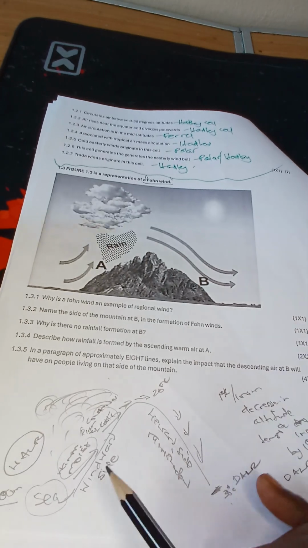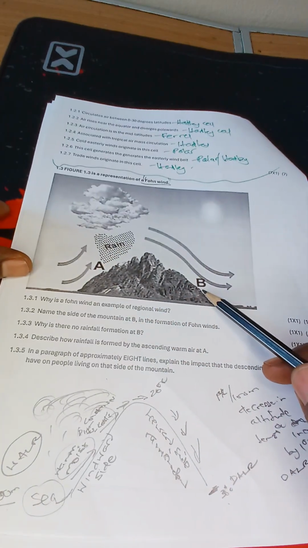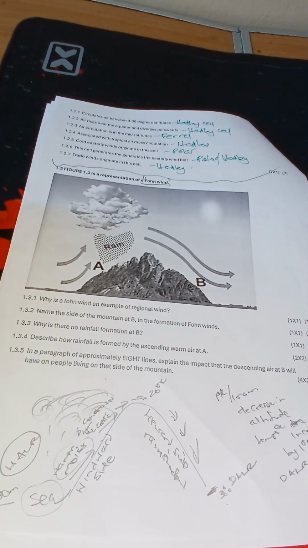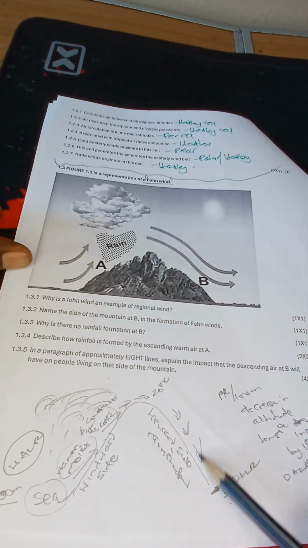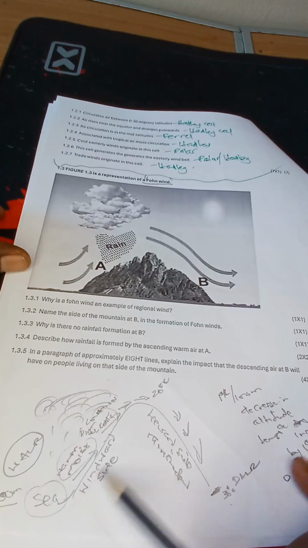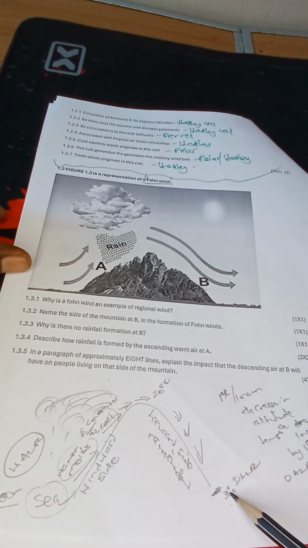So you can see what I was saying: they blow from the windward side of the mountain to the leeward side of the mountain. That's how they move. The same concept I was explaining here. This is the windward side, this is the leeward side. So it starts off here until it gets to the leeward side.